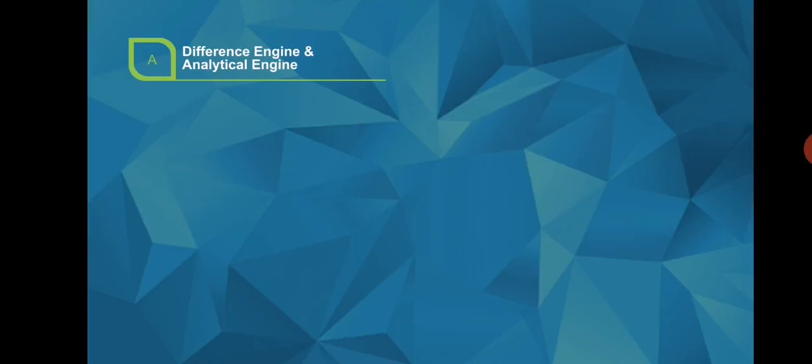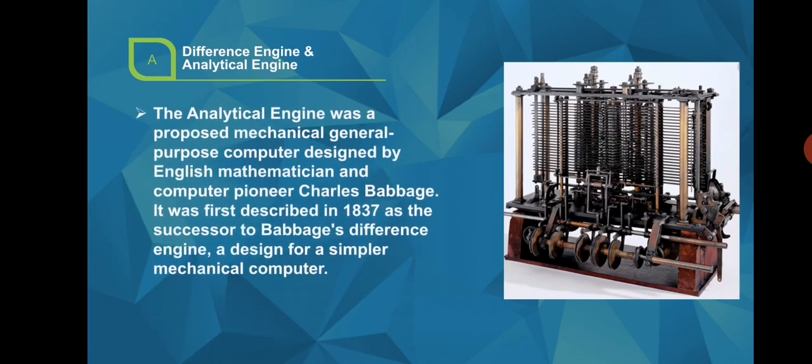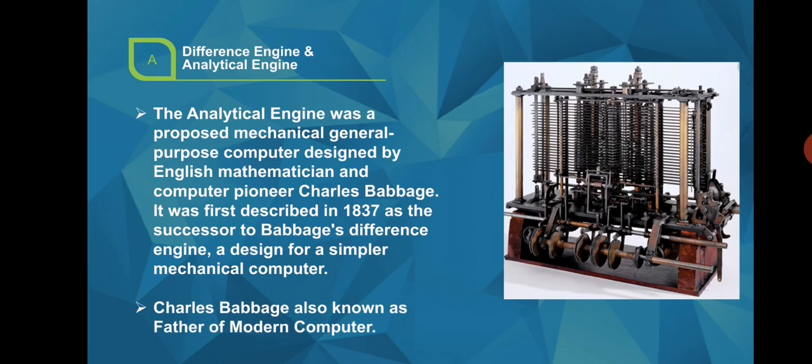Difference engine and analytical engine. There was an English mathematician, Charles Babbage, who started to design a machine called difference engine, but due to lack of technological advancement, he stopped it and started a new machine that was named analytical engine. Charles Babbage is also known as the father of modern computer, because Babbage's analytical engine actually gives the idea of modern computers. That's why Charles Babbage is known as the father of modern computers.